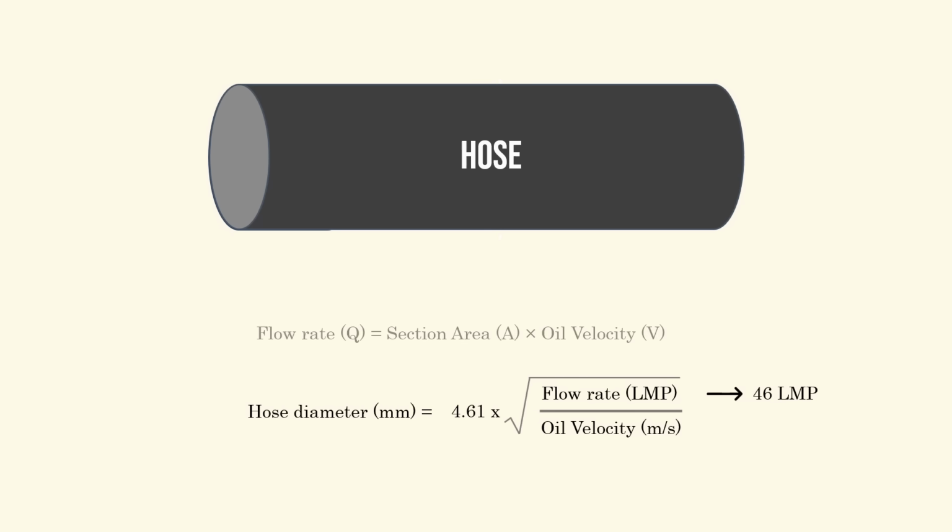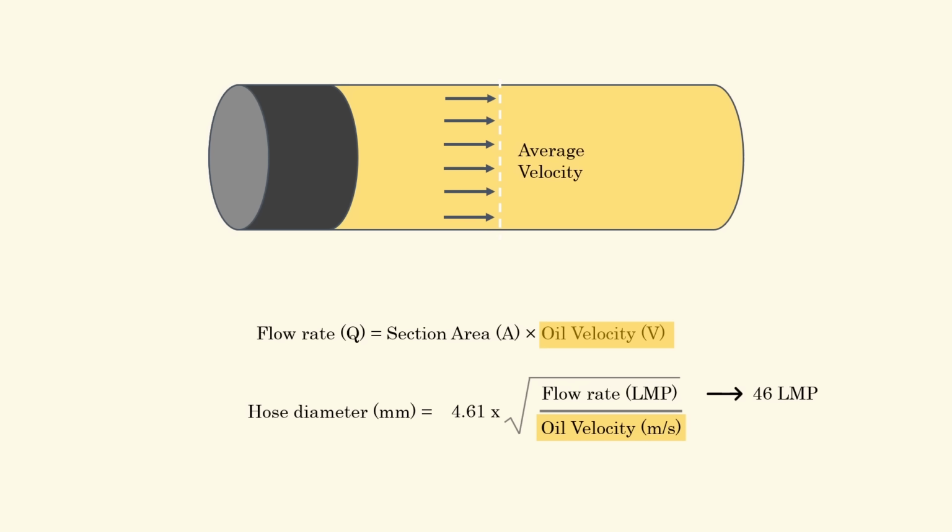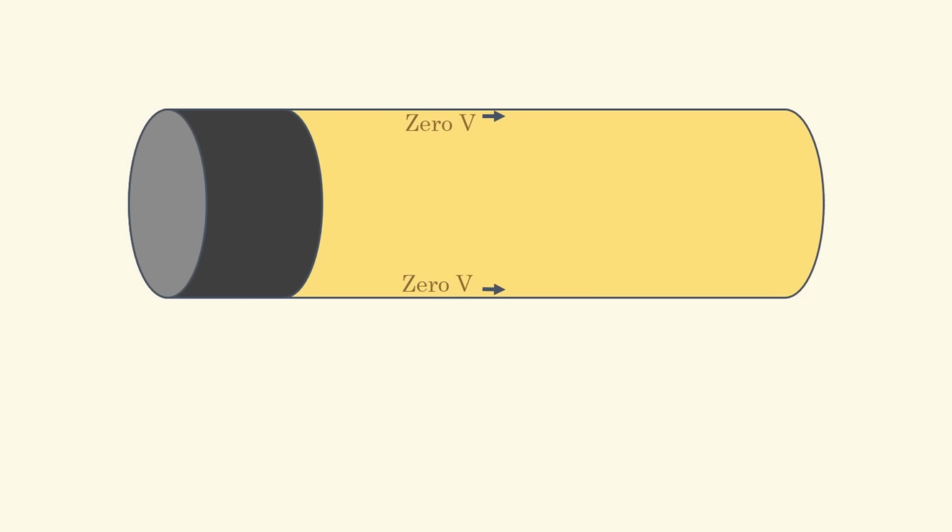First, in our flow rate equation, the oil velocity we calculate is the average velocity. But in reality, fluid does not move at the same speed everywhere inside the hose. The fluid layer closest to the hose wall has nearly zero velocity. This is called the no-slip condition. And as we move from the wall towards the center of the hose, the fluid velocity gradually increases. So the fluid at the center has the maximum velocity. If we plot the velocity profile, it forms a parabolic curve.